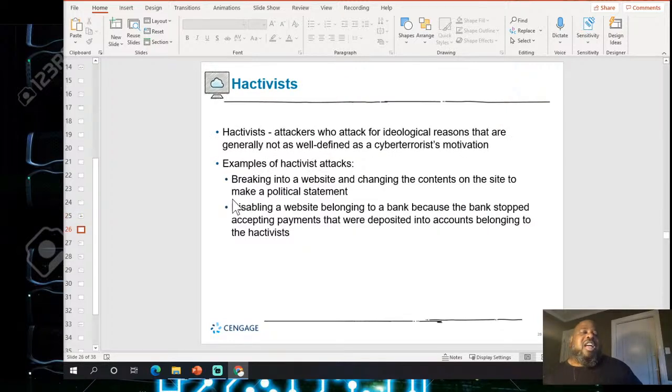Hacktivists are attackers who attack for ideological reasons that are generally not well defined as a cyber terrorism motivation. Examples: hacktivists breaking into a website and changing its content, or disabling a website belonging to a bank because the bank stopped accepting payments deposited in an account belonging to the hacktivist. Yeah, shout out to Anonymous.